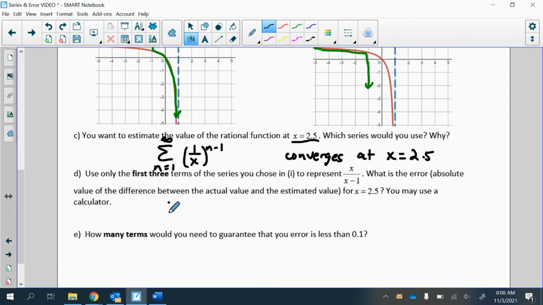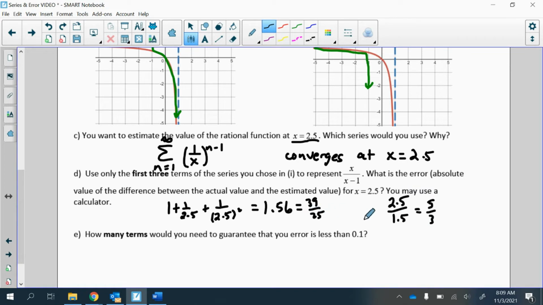So the first three terms would be 1 plus 1 over x, which we're plugging in 2.5, plus 1 over 2.5 squared. And that equals 1.56, which is 39 over 25. The actual value, if I plug 2.5 into the equation here, is 2.5 over 2.5 minus 1, which is 5/3 or 1.33333. The error is what happens when I subtract those things with an absolute value. The error is 0.106 repeating.